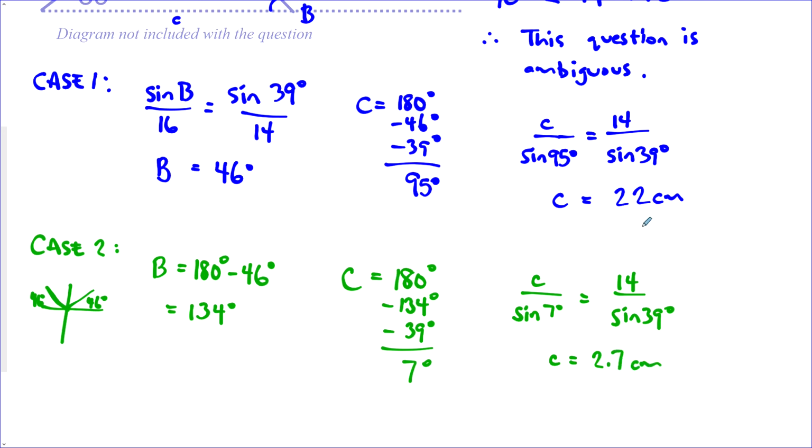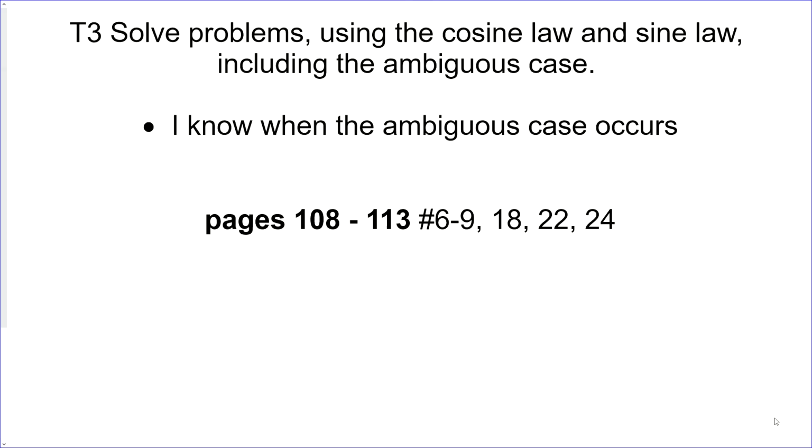It's a lot smaller because in this triangle, it actually looks something like this. So side C is very small compared with the larger side C in case 1. This was part of Trigonometry 3, solving problems using the sine law, including the ambiguous case.